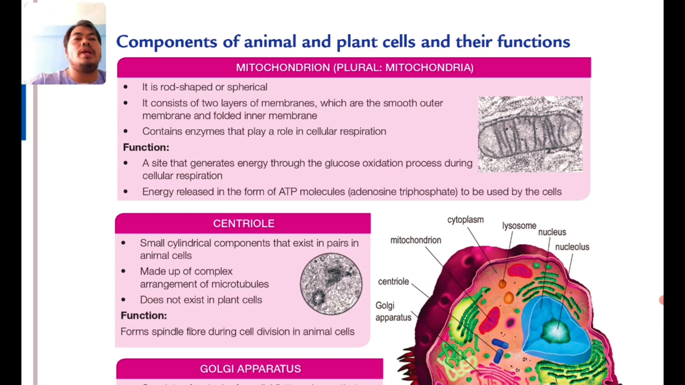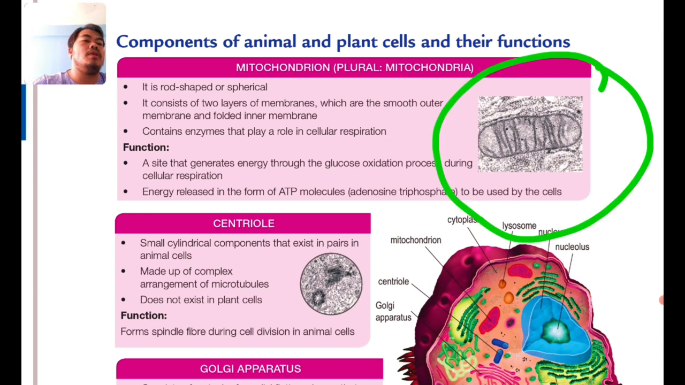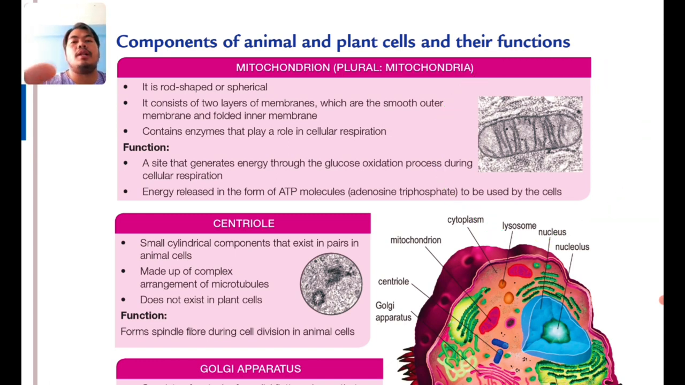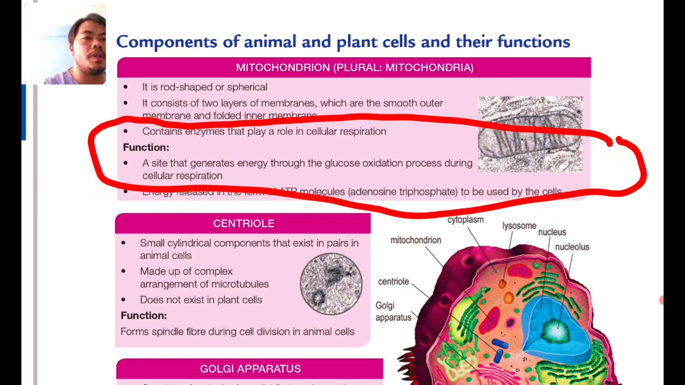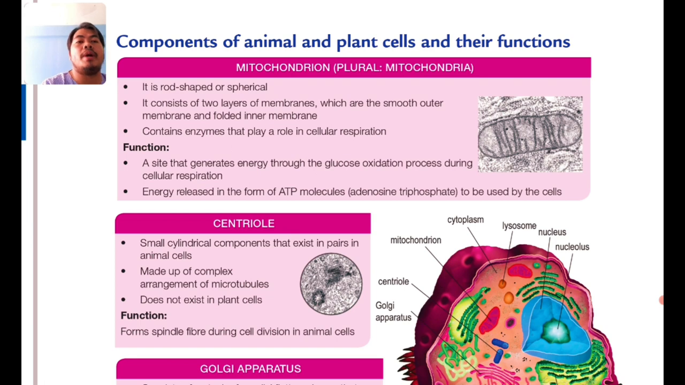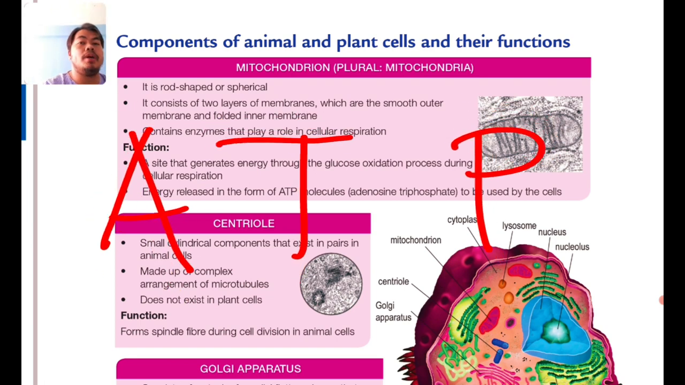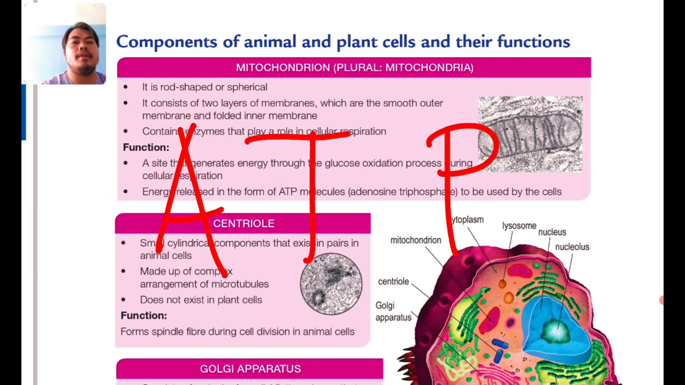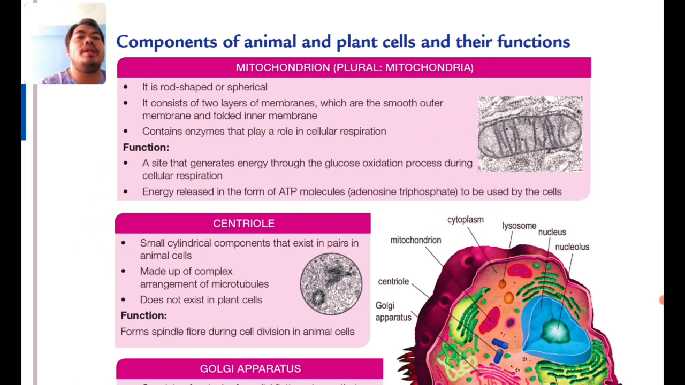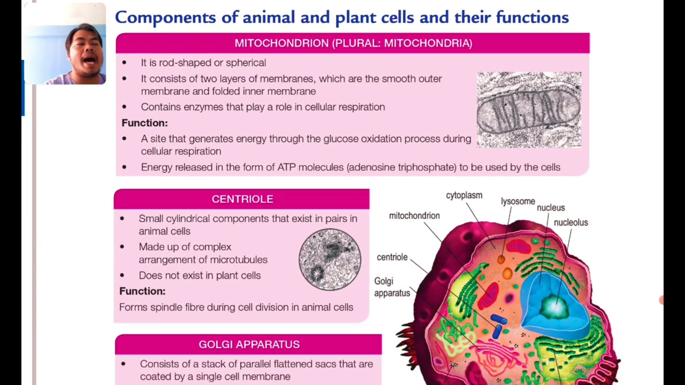It consists of two layers of membranes, which are the smooth outer membrane and the folded inner membrane. It contains enzymes that play a role in cellular respiration. So it enables cells to respire. Okay, and the function is the site that generates energy through the glucose oxidation process during cellular respiration. Tapak untuk menjana ATP. Okay, ATP. What is ATP? Adenosine triphosphate. So energy is released in the form of ATP molecules, adenosine triphosphate, to be used by the cells. So without mitochondria, cells are unable to function.